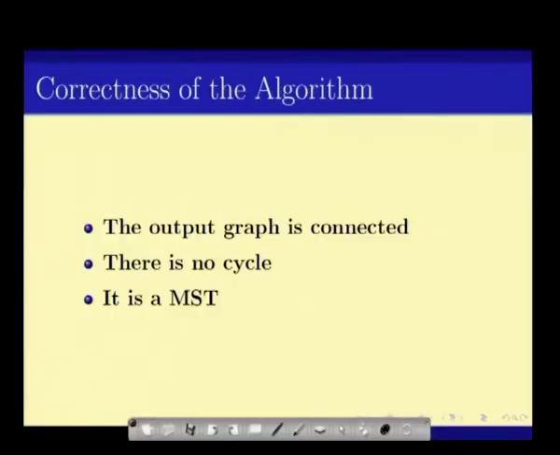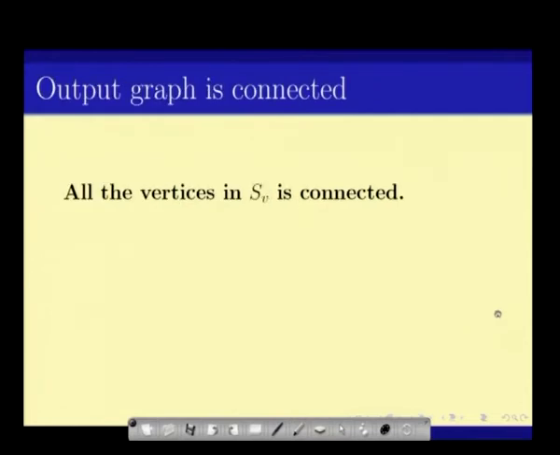Is the output graph connected? Is the output graph a tree or is there a cycle? And more importantly, is it a minimum cost spanning tree? So, let us see how to check whether the output graph is connected. The idea is simple. Here is, say, the main graph, and let us look at the set of edges that I have chosen.